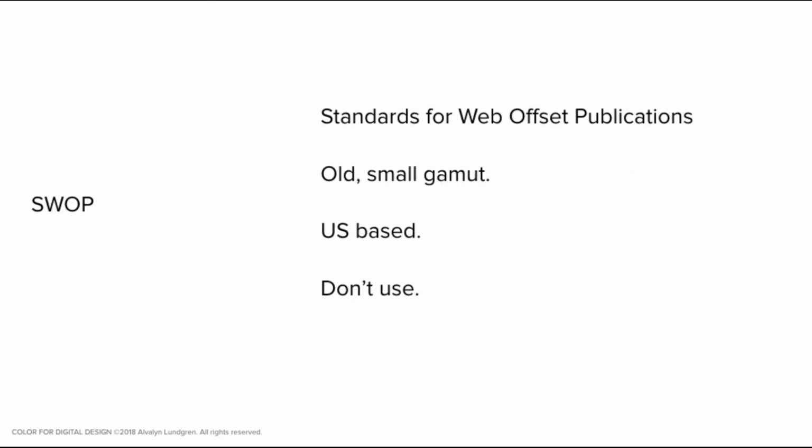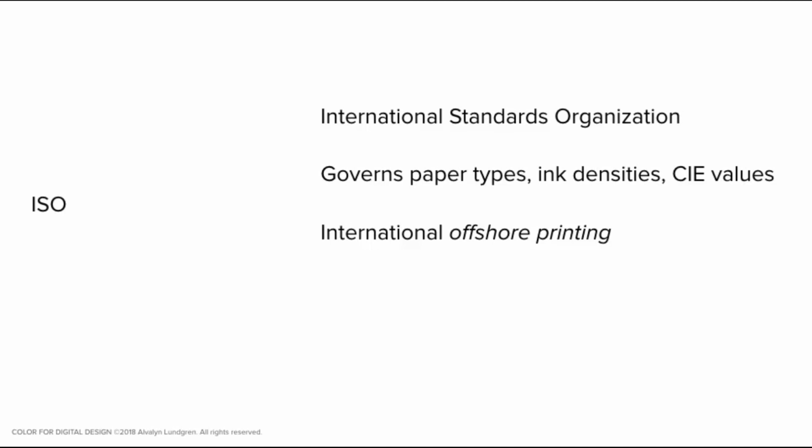You may have heard of SWOP. It is one of the color spaces. It's an output color space. It's not used much anymore because of digital printing. It's way too small to use. Instead, use what's called International Standards Organization, or ISO.